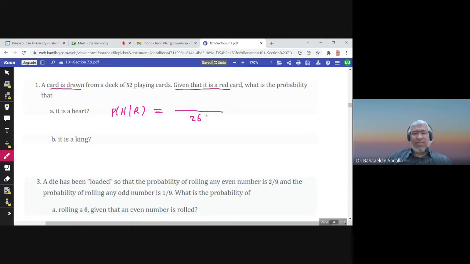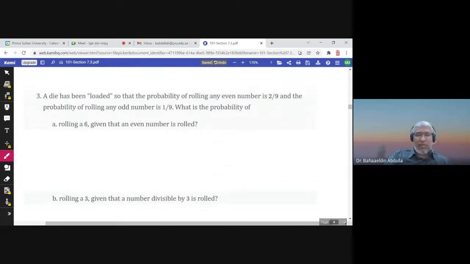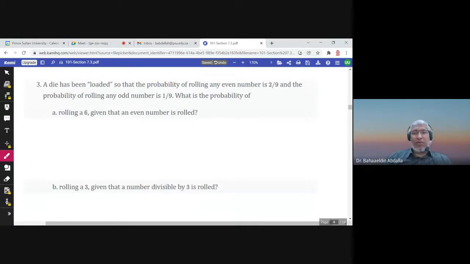How many of these 26 are hearts? Well, the heart, all of it is red. All of the cards of the heart are red. How many hearts are there? 13. So probability of heart given red would be 13 over 26. Probability that it's a king given red. How many reds? 26. How many kings in the red? We have two red suits. So there are two kings only in the red cards. So 2 over 26.